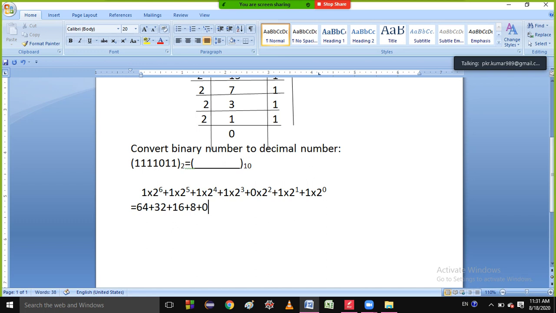The answer will be... what is the answer of this one? 2. And what is the answer of this one? 1, because I explained in the previous class, if any digit is having power 0 then it gives 1. So 1 multiply 1, answer will be 1. So add these numbers, tell me the answer.